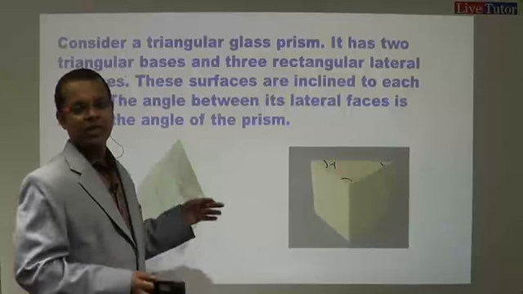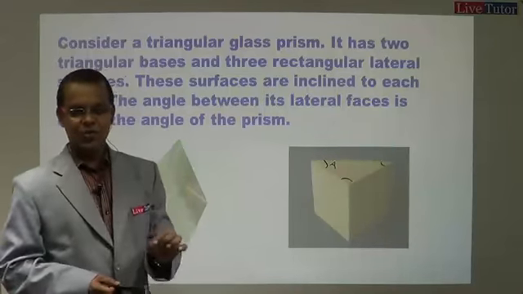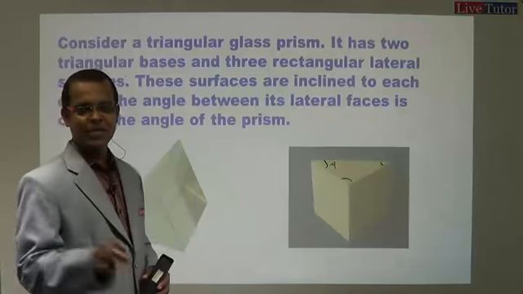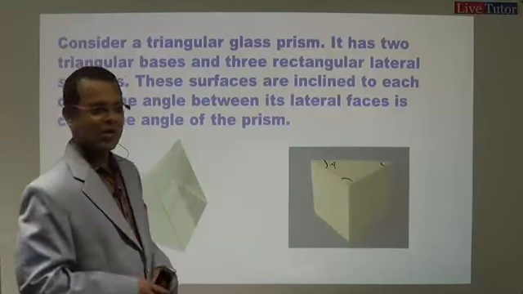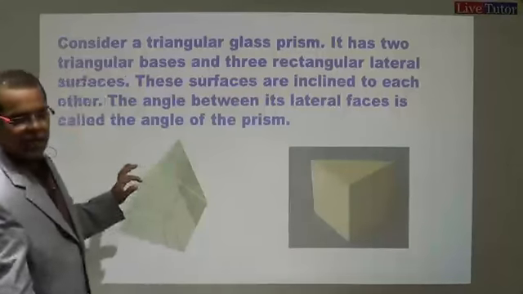There will be one practical. To find that out, we will be using a special instrument called a spectrometer. Spectrum means we are going to measure it, so it is a spectrometer. Now understand that this is a triangular prism.